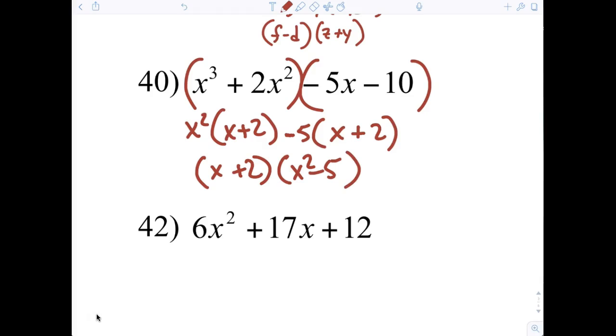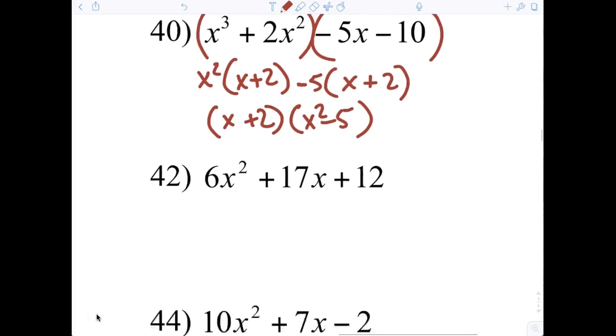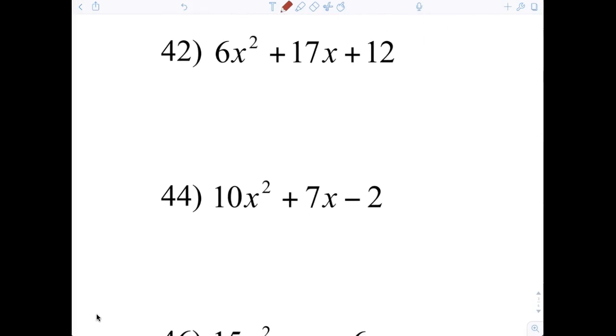Now, can you factor x squared minus 5? No, because 5 is not a perfect square. Right, 5 is not a perfect square, so you have to leave it alone. Okay, now on 42, is there a GCF? No, so it's just normal factoring.